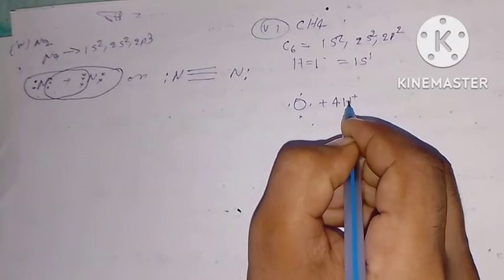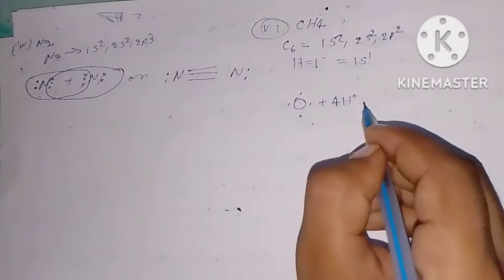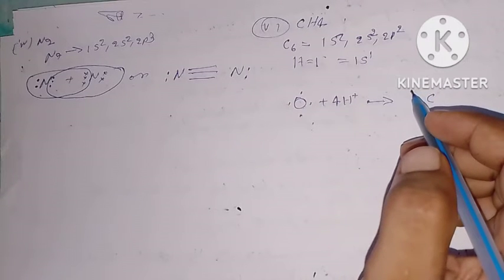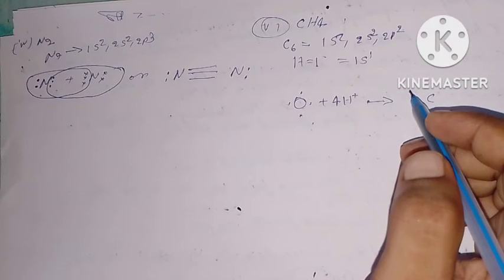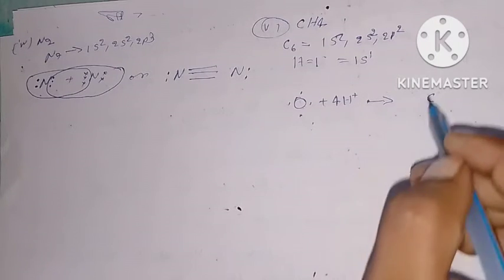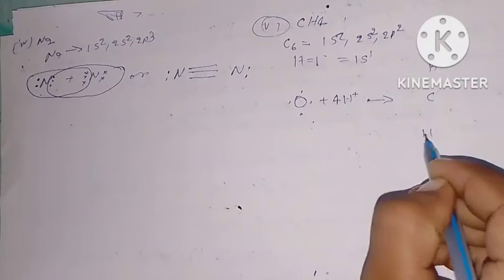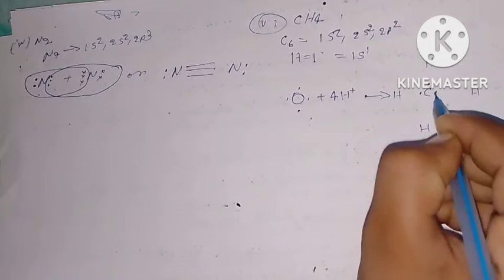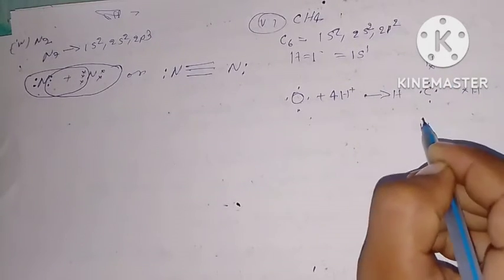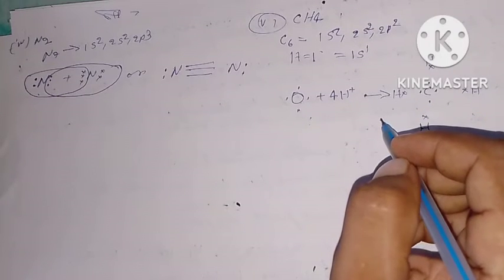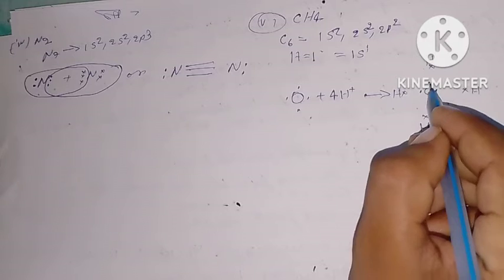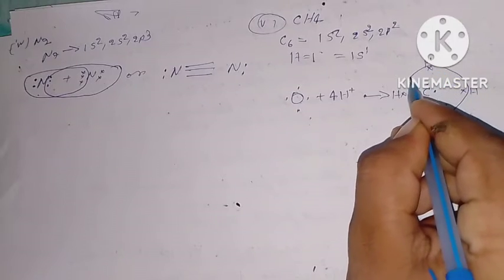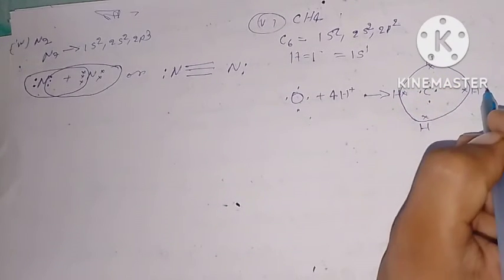4H, carbon has 4 hydrogen atoms. H, 1, 2, 3, 4. Carbon is completed, 1, 2, 3, 4, 5, 6, 7, 8, then carbon has and hydrogen.